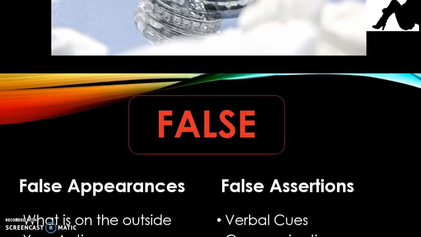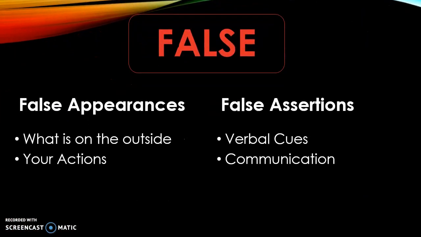The main differences between false appearances and false assertions when lying and being able to tell what is a lie is that false appearances are based on the outside appearances of a person, as well as their actions that portray a lie, and false assertions are the verbal cues that are used through communicating the lie.